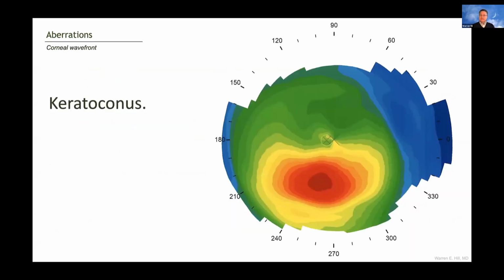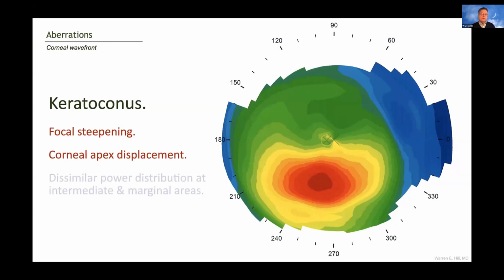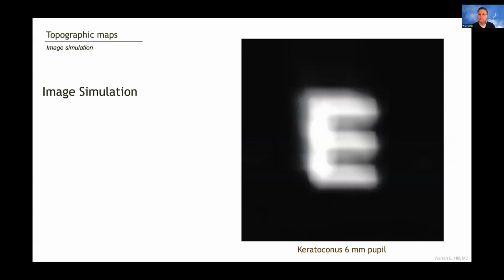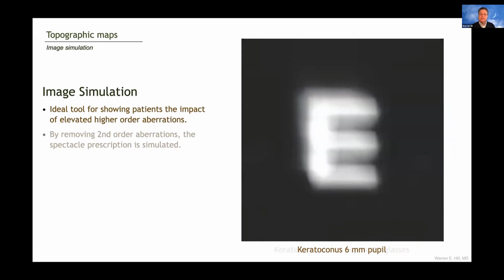Okay, so here's an example of keratoconus, and here we have focal steepening and apex displacement. But the center of the cornea near the vertex is actually pretty close to normal. We have dissimilar power distribution in the intermediate and marginal areas, and we're going to go into this a little bit in a few minutes, and I'll show you how that corresponds with what the patient's seeing. So briefly, here's an image simulation without any correction. And again, it's an ideal tool for showing patients the impact of higher order aberrations.